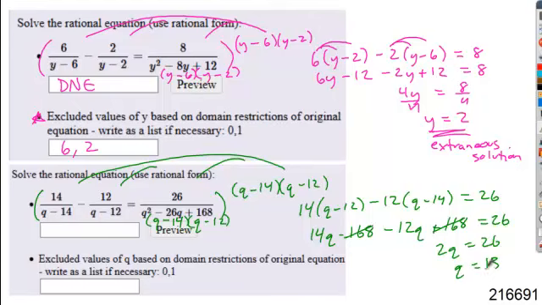So when we look at our answer, what are the two excluded values that we have to be aware of based on the domain restrictions? 14 and 12. This one does not fit into that, and so we would get our solution.